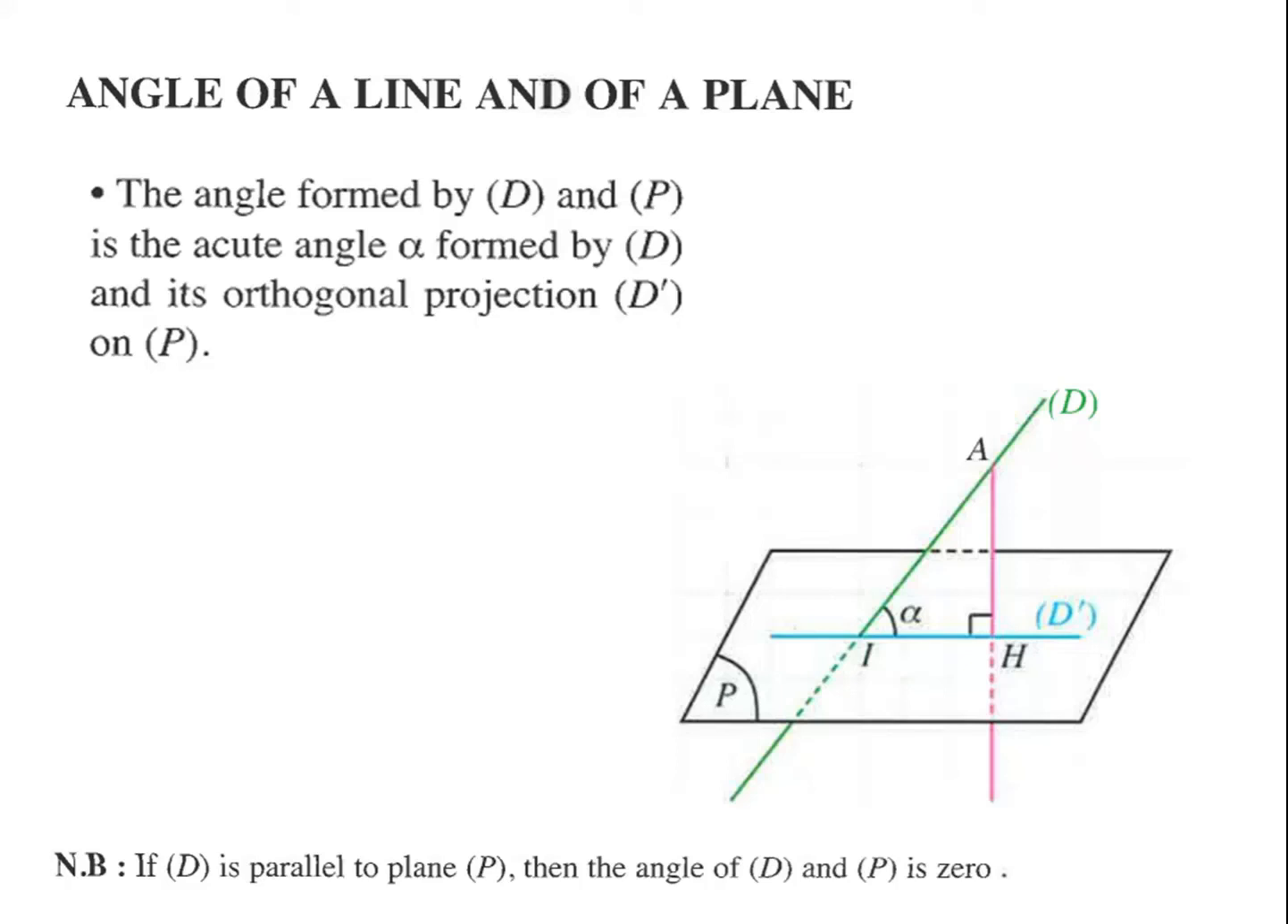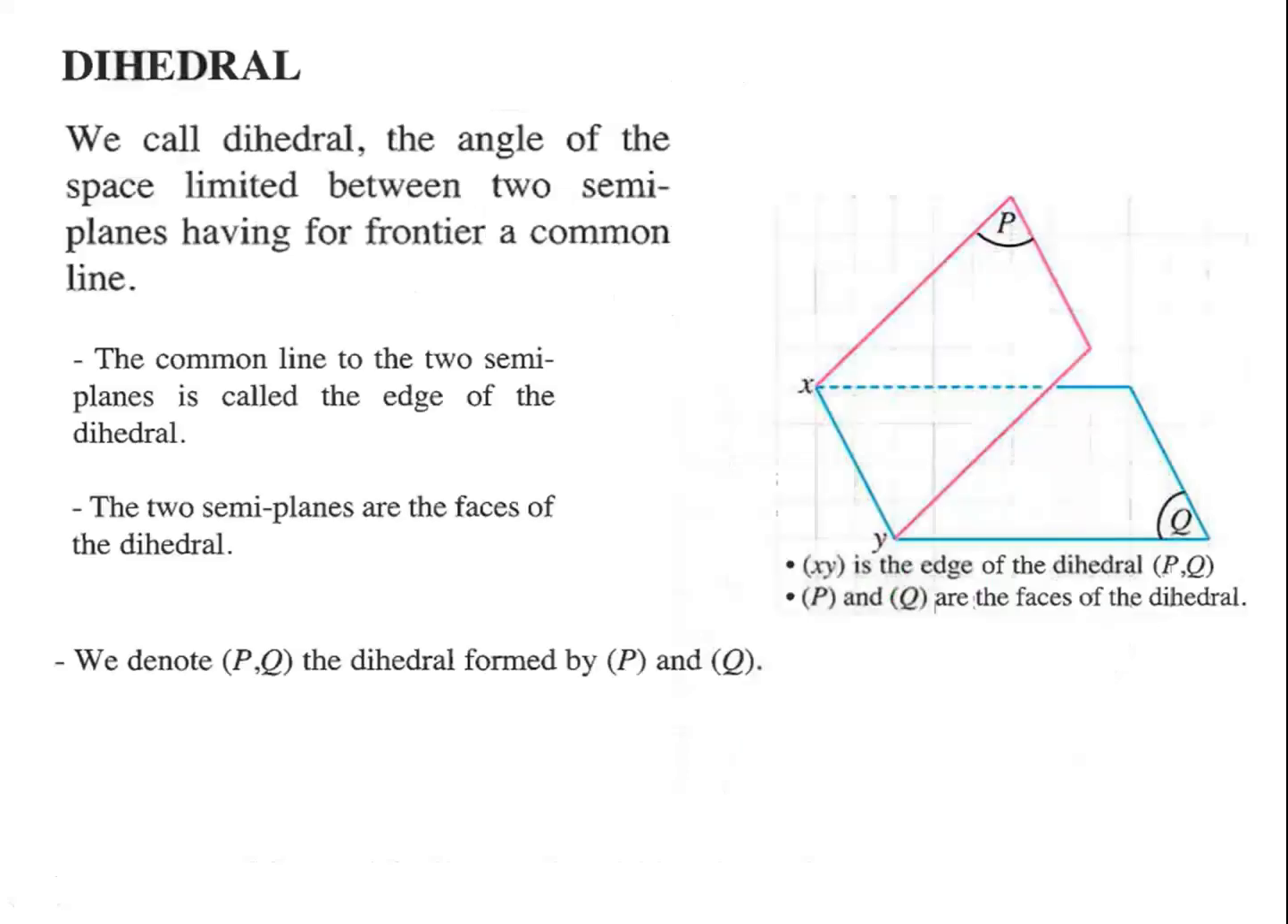Angle of a line and a plane. The angle formed between a line and a plane, as you see in this shape here: this is a line D and this is a plane P. The angle between the line D and the plane P is the angle between this line and its orthogonal projection to the plane P, which is D prime. This is called the angle between the line and the plane.